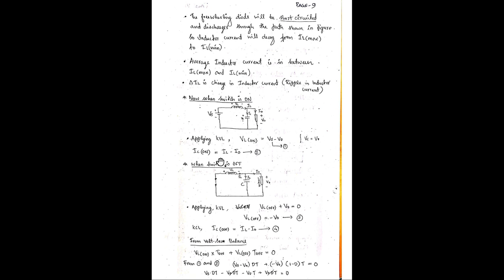And also IC on, when we are applying KCL, IC on can be written as IL minus I0. Here this is the incoming current and these two are outgoing currents. IC and I0 will be outgoing currents. So applying KCL in this loop, IC on will be equal to IL minus I0. This is equation number 2, when the switch is on. So we got VL on and IC on.